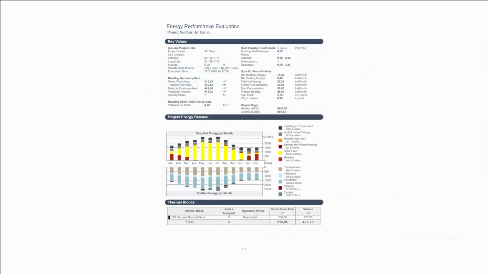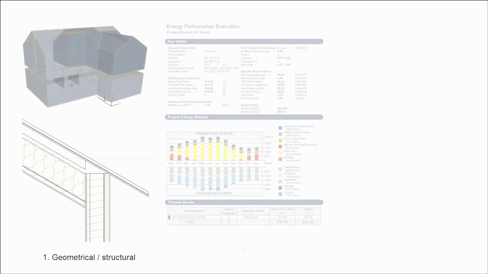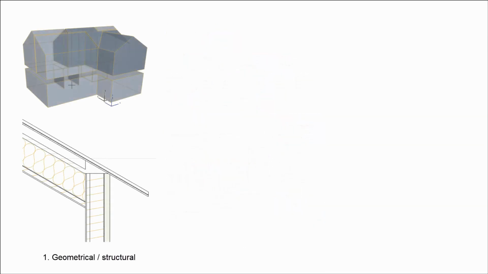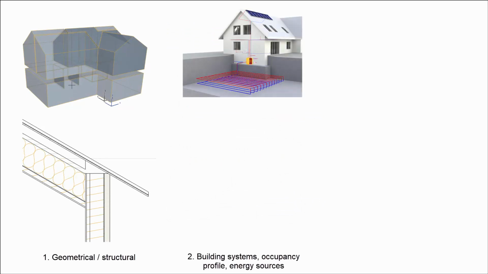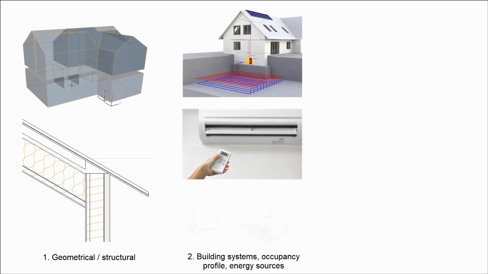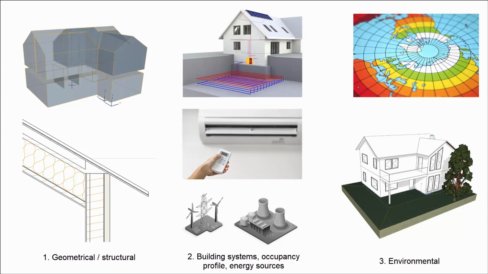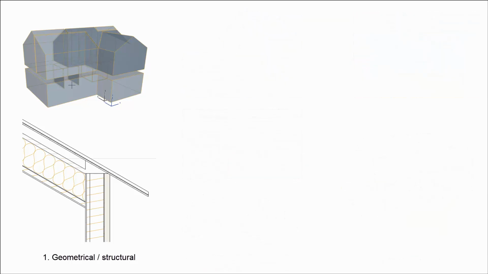So let's have a brief look at how you can create the energy report. In essence, you need to supply Archicad with three kinds of information: geometrical and structural information, information relating to the building system, occupancy profile, and energy sources, and information on the environment. Let's start with the geometrical and structural information.